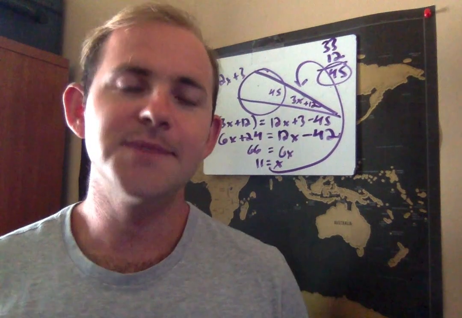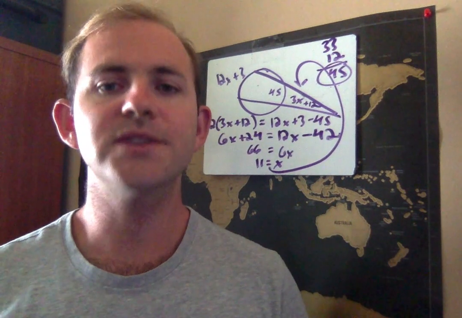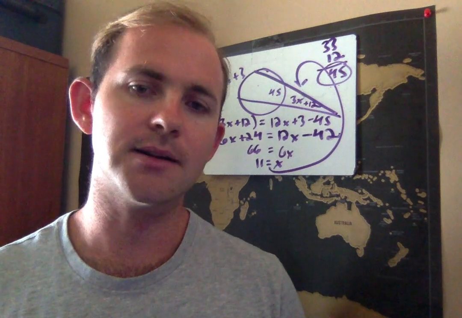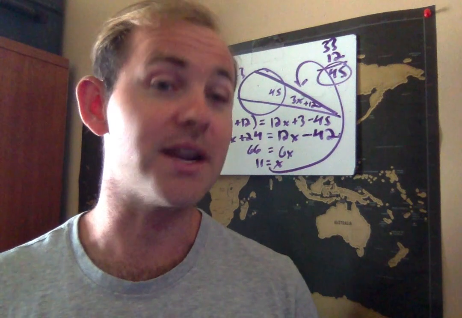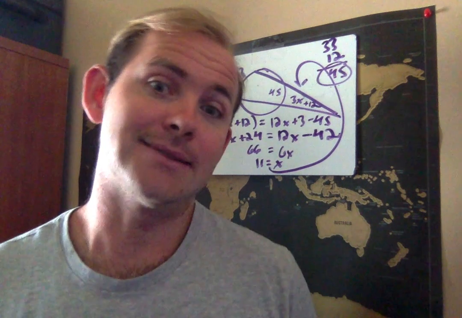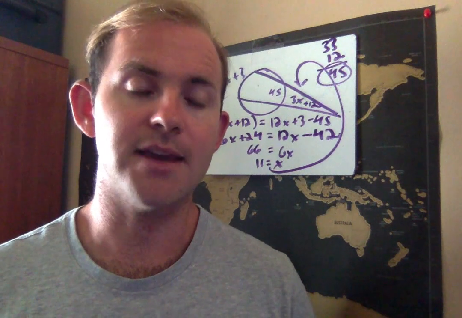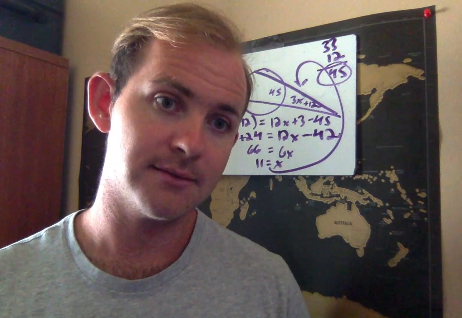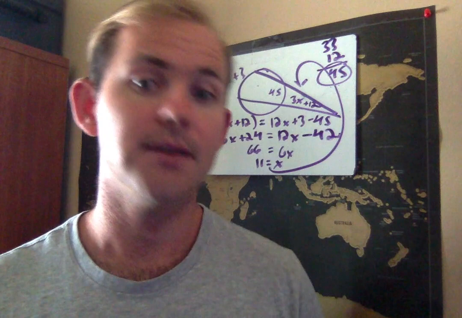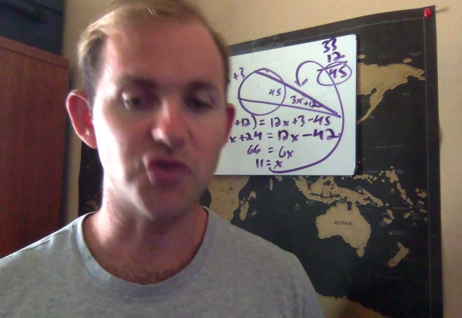So, again, these problems are not terribly difficult once you set up the equation. The hard part for a lot of you guys is just going to be setting that equation up. So, you know, just bear that in mind. If the angle is inside, then you add the arcs. If the angle is outside, you subtract the arcs.